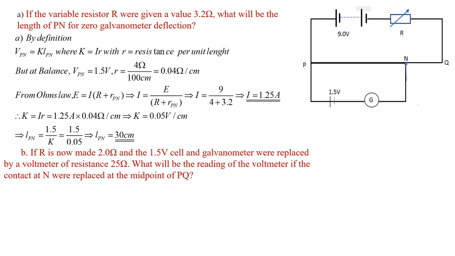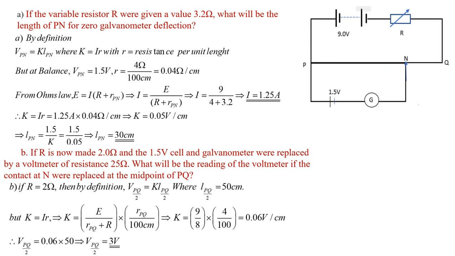Now B says if R is now made 2.0 ohms and the 1.5 volt cell and galvanometer were replaced by a voltmeter of resistance 25 ohms, what would be the reading of the voltmeter if the contact L were placed at the midpoint? So in this particular problem, we are assuming that we are replacing all of this by a certain voltmeter V. Okay, so let's calculate the reading of the voltmeter if this wire is placed somewhere at the midpoint.